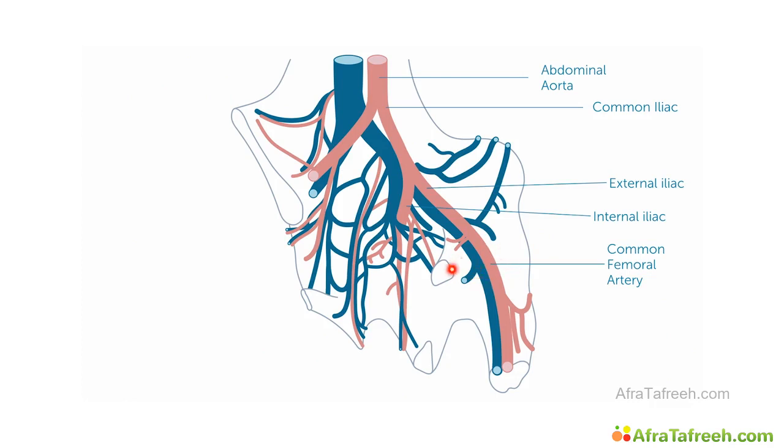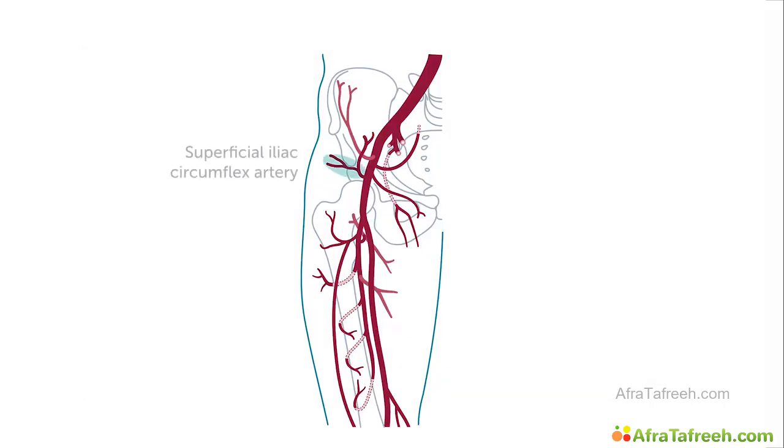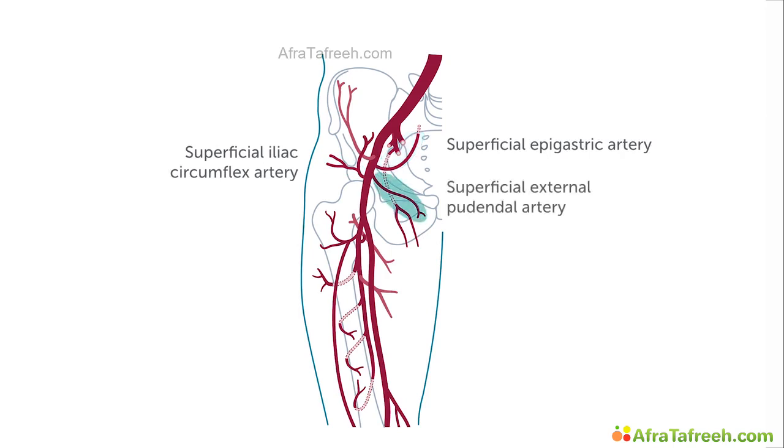around this area here. It has 5 branches: the superficial iliac circumflex, which we can see on the top left hand on the screen here, the superficial epigastric, which we see on the top right here, the superficial external pudendal, just below it, the deep external pudendal, which is just below it again, and the deep femoral artery.